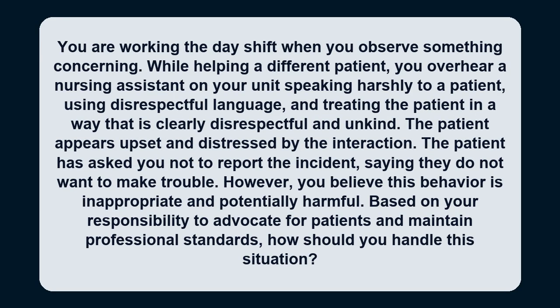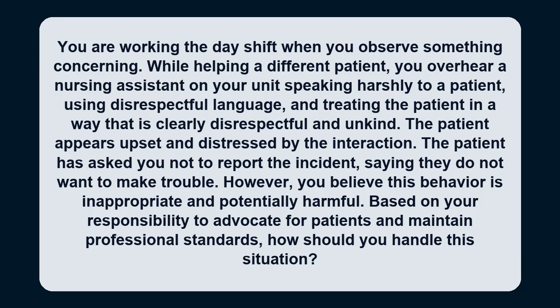Question 4. You are working the day shift when you observe something concerning. While helping a different patient, you overhear a nursing assistant on your unit speaking harshly to a patient, using disrespectful language, and treating the patient in a way that is clearly disrespectful and unkind. The patient appears upset and distressed by the interaction.